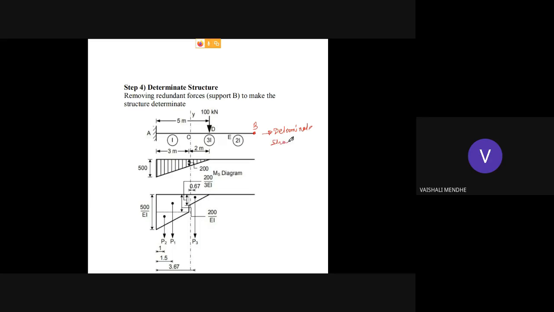Okay, after that you have to plot the MS diagram. This is the first figure, this is the second, and this is C. Here I will tell you how this MS by EI diagram will change if the moment of inertia is different for different portions. Okay, so I think you will be able to understand how to draw the determinate structure. I have only removed the support, and I have shown everything else as it is. You only remove support B. Then in the second figure we have to plot the MS diagram.